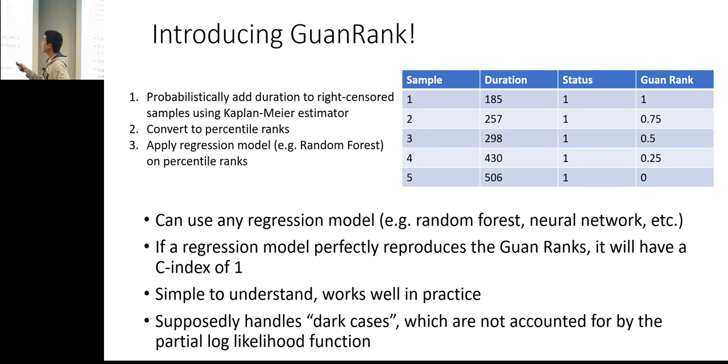In this case, I have 5 samples here. None of them are right-censored, so skip that first step for now. You then convert the imputed durations to percentile ranks. So that's also pretty simple here. I have 5 samples, and you convert them to ranks going backwards, of course. So this tells you who died first and who died last, right? And you go from 1 to 0. So there's 5 samples, so you're going to have percentiles at 100%, 75%, 50%, 25%, and 0%. Those numbers make sense, obviously. And then you apply a regression model, such as random forest, on the percentile ranks.